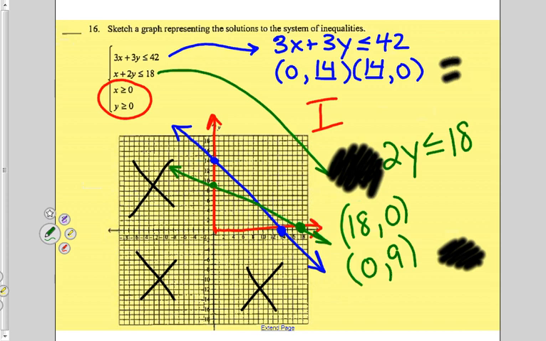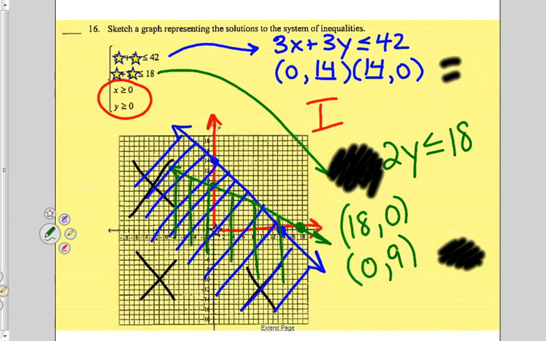Now both of these say less than. So normally that means you shade below. I think it's going to work. But you can always double check by using a test point, like 0, 0. If I plug in 0 and 0, is 0 plus 0 less than 42? Yes, then that's the way you shade, towards the star. What if you put 0 and 0 in there? Is 0 plus 0 less than 18? Yes, then that's the way you shade for the green.